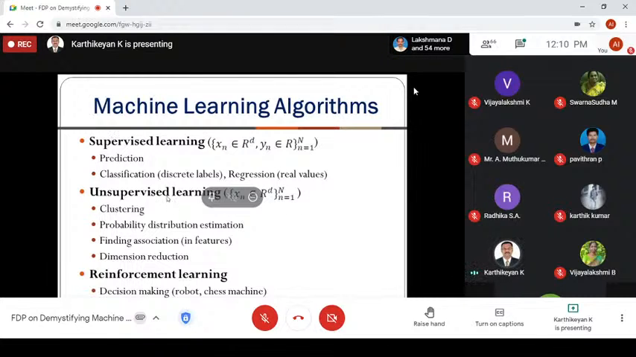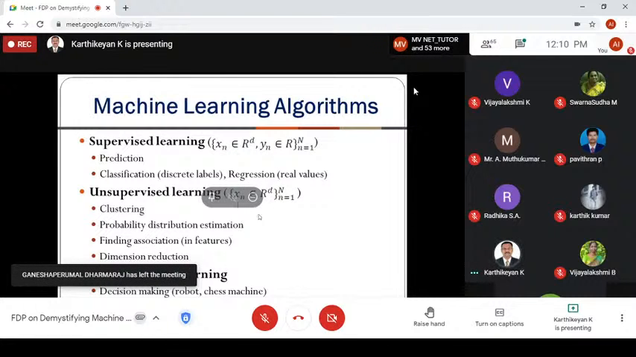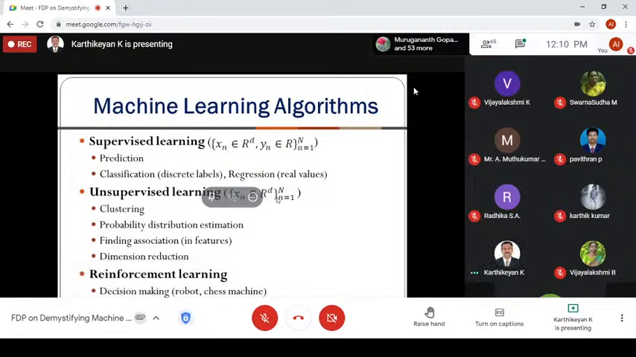In unsupervised learning, we will have only the data. The data is given to that software algorithm, and based on the data, the algorithm will decide the output. Then reinforcement learning is completely a new area. We cannot say it is supervised or unsupervised. It is a new area where we have agents, and those agents will learn from the environment.